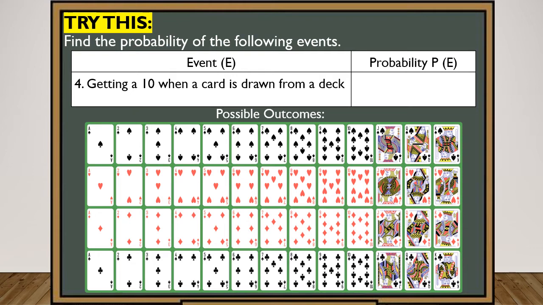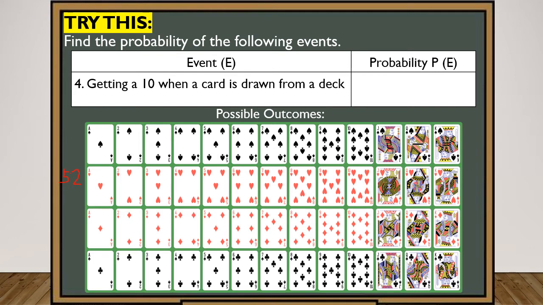If you count them all, it is 54. So we have 1, 2, 13. 13 times 1, 2, 3, 4. 13 times 4, we have 52. So not 54, but 52. A deck has 52 cards. Out of 52 cards, what is the probability or the chance of getting a 10 when a card is drawn from a deck of cards?